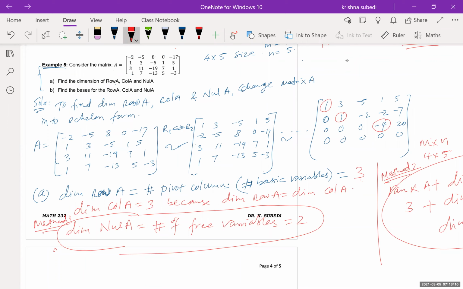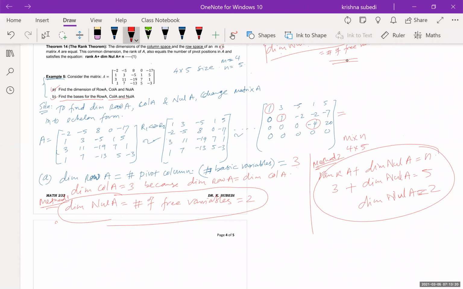So part A we are done. Now part B, we need to find the basis for the row space of A, column space of A, and null space of A. Let me denote this echelon form of A by another matrix B. Guys, please listen very carefully. A is the given matrix, and we change it into echelon form, and I'm representing the echelon form of the matrix by another letter B. So this is my matrix B.